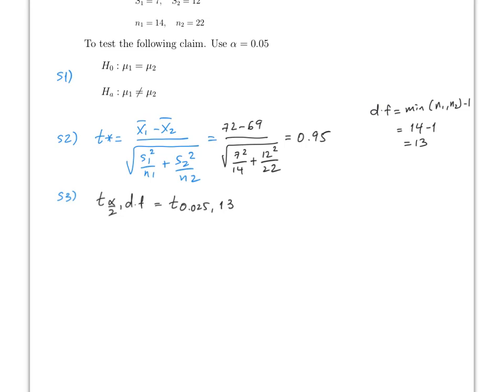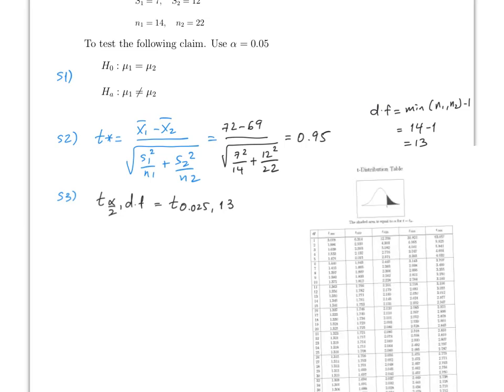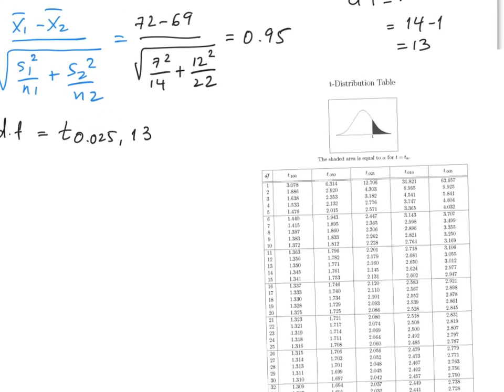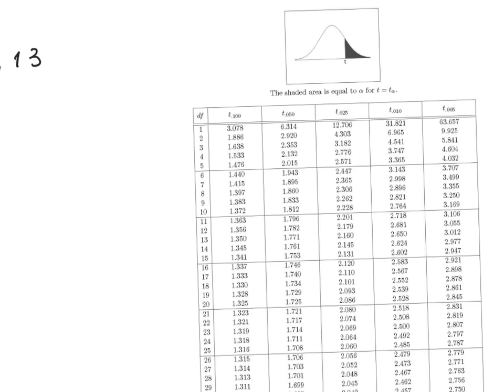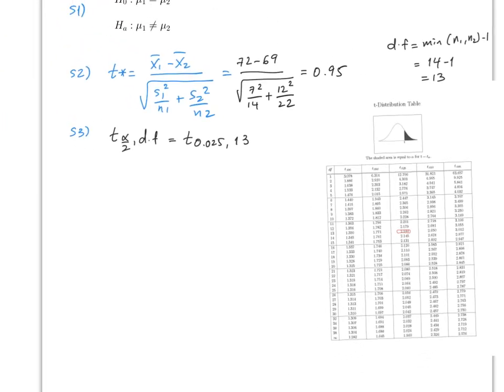Then we need to find this on the T table. We look at 13 degrees of freedom and alpha over 2, which is 0.025. That gives us this value right here. Remember that this is a two-tailed test, so the rejection region is going to be both the left and the right. So in our case, this has to be plus or minus 2.160.